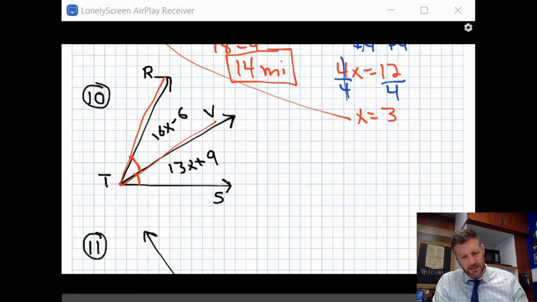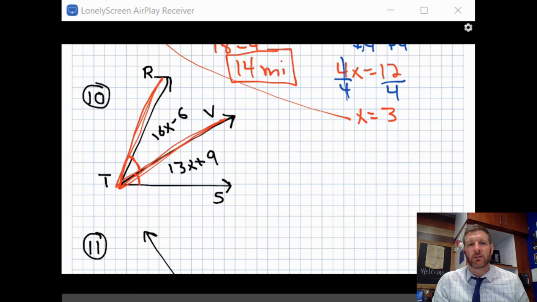Then it describes RTV as 16x minus 6, and then it describes VTS as 13x plus 9. Then it asks, what is RTV? So that's important. When we're done, it actually wants RTV. It wants this top angle. So let's make sure that's what we actually find at the end of the problem.